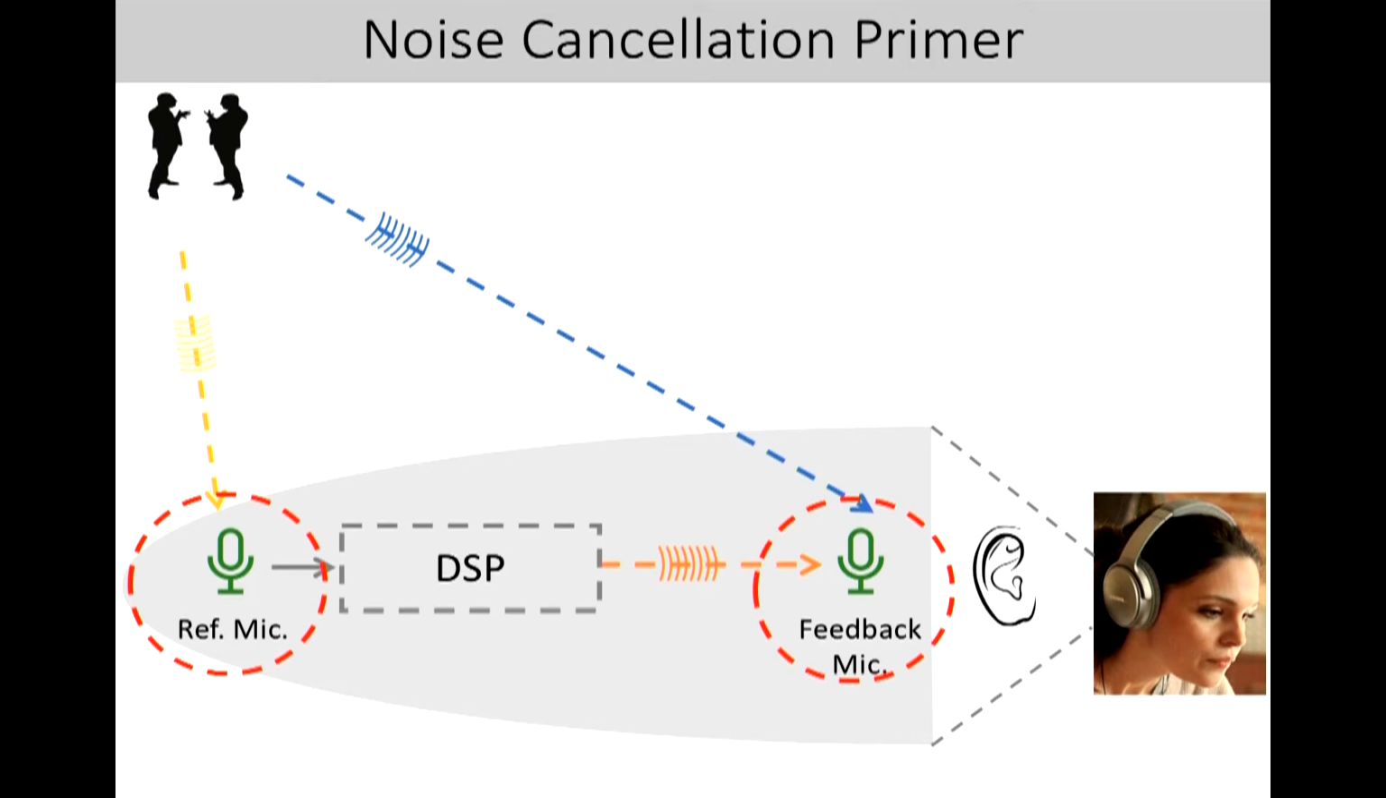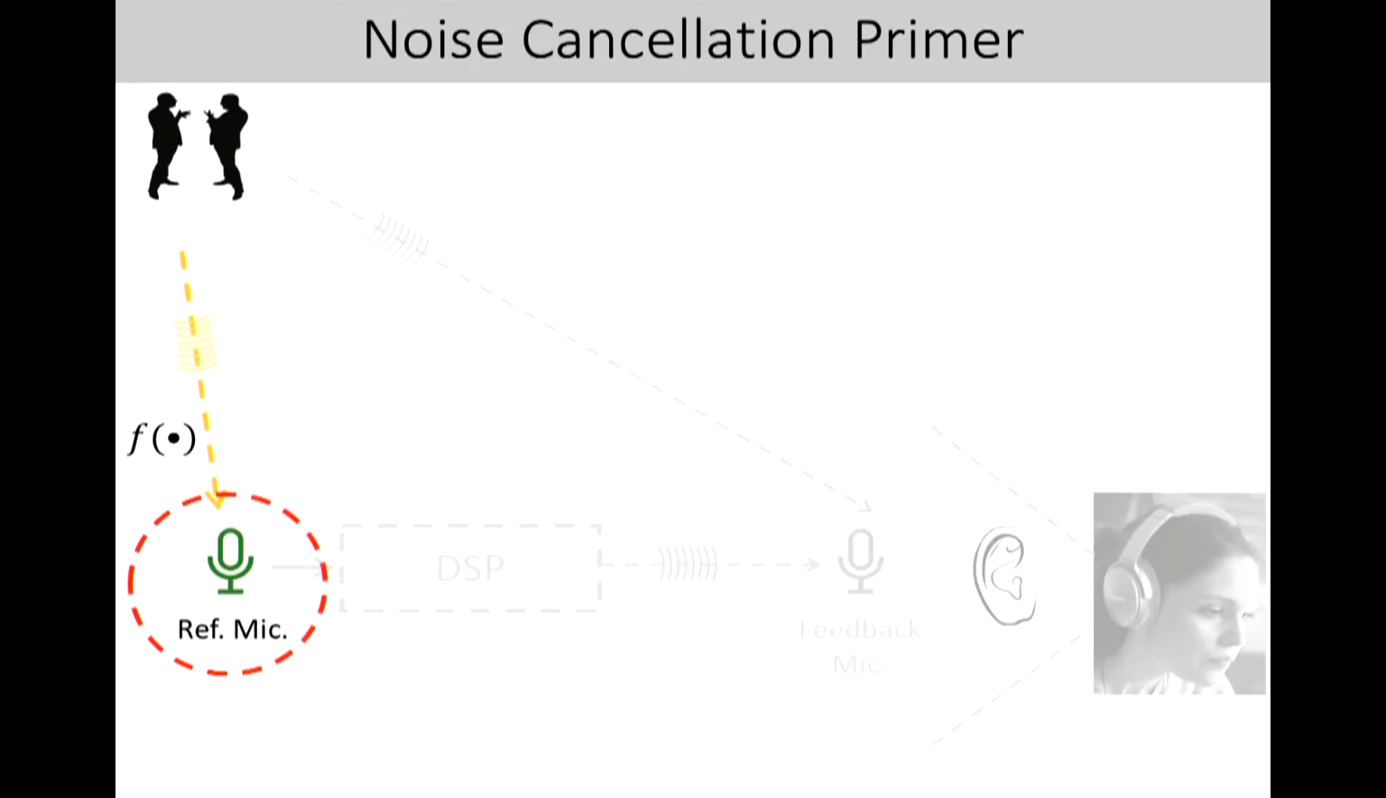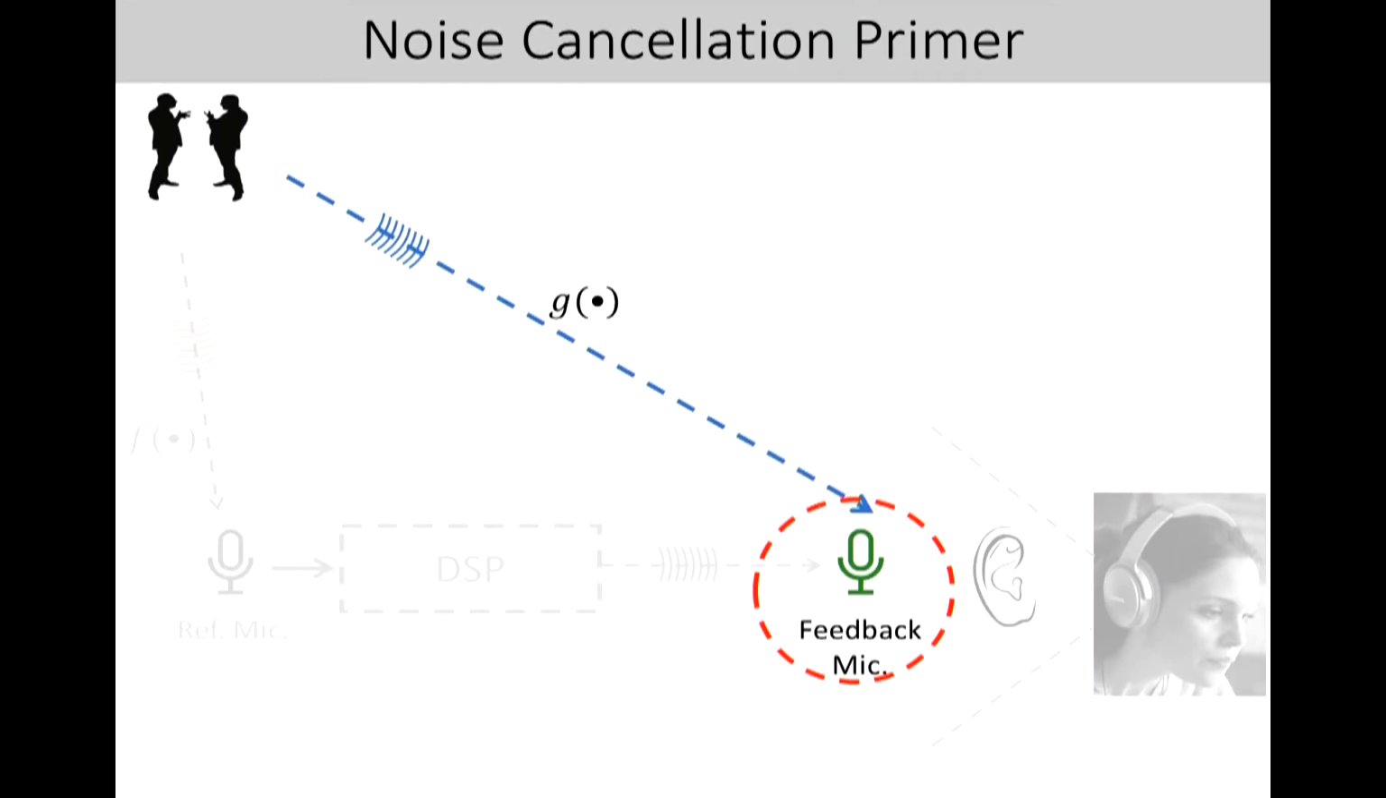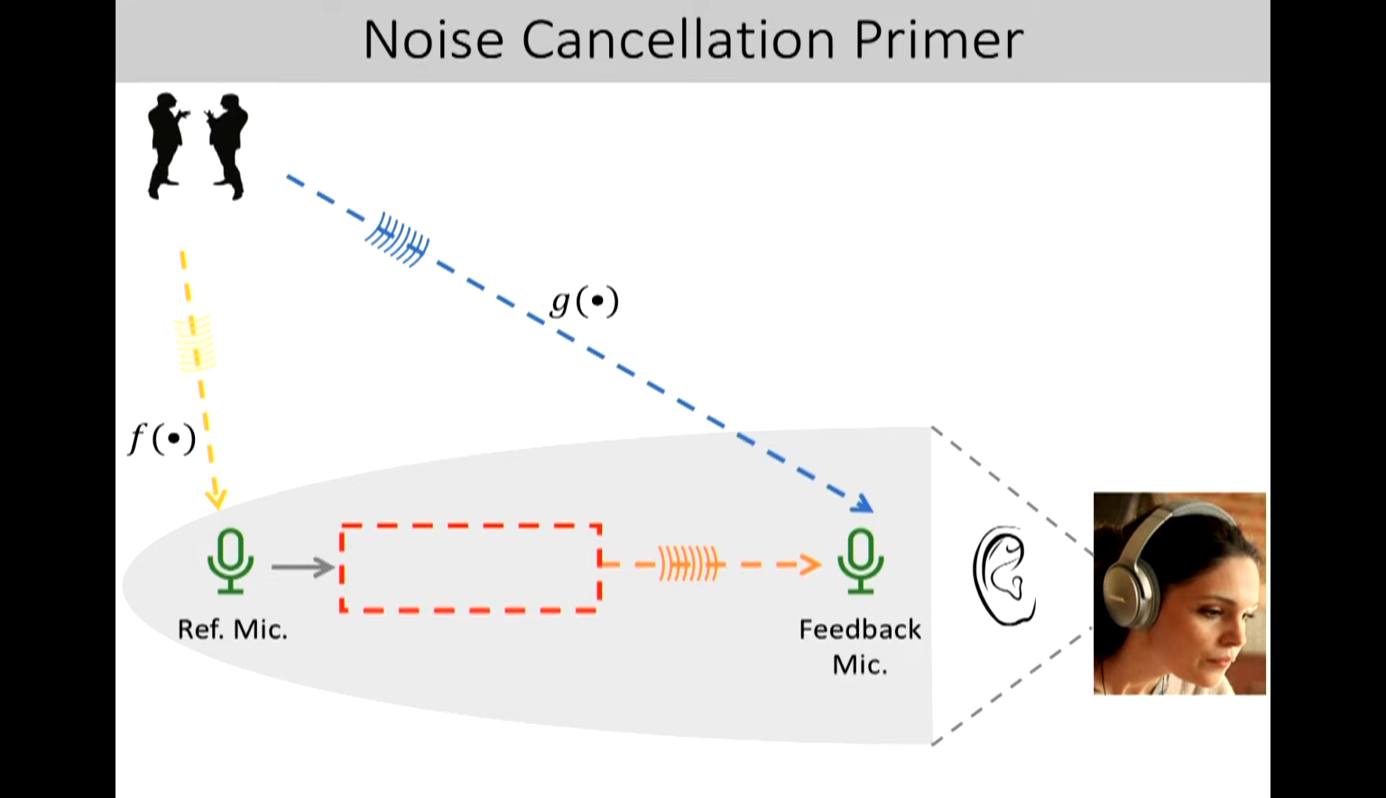It's not like that. The reason is because the two paths along which the sound travels to the two different microphones are different. What I mean by that is the sound propagates in the air and gets reflected and distorted in different ways. If we model the first path to the reference microphone as a channel f of x, and we model the second path as a channel g of x, what does the DSP need to do? It really needs to derive a filter, which is minus f inverse convolved with g, so that now it can translate f of x into minus g of x.